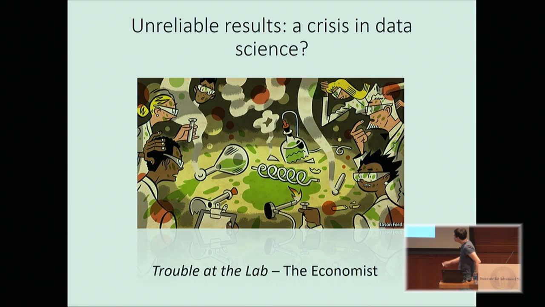Okay? So here's the cover for an issue of The Economist from earlier this year called Trouble at the Lab. Even if you haven't read this, you may have come across similar hand-wringing in the popular science literature. There's this concern that lots of empirical research, particularly in the medical sciences, is not nearly as reproducible as you would think to look at the reported p-values.